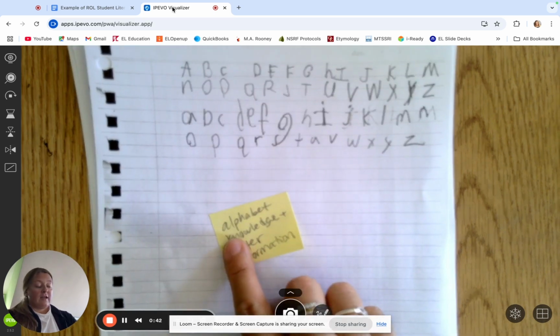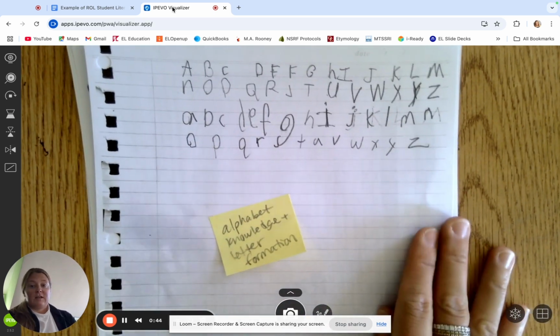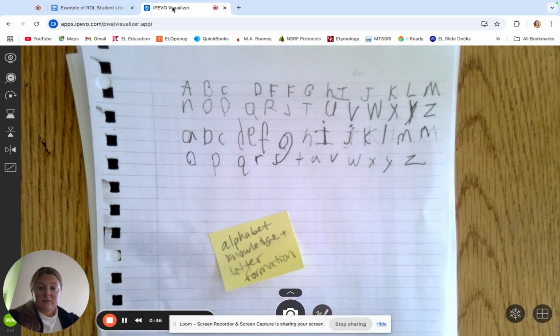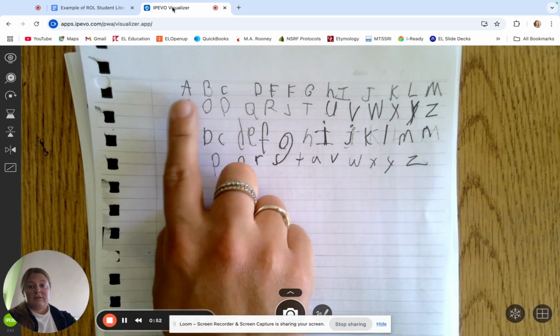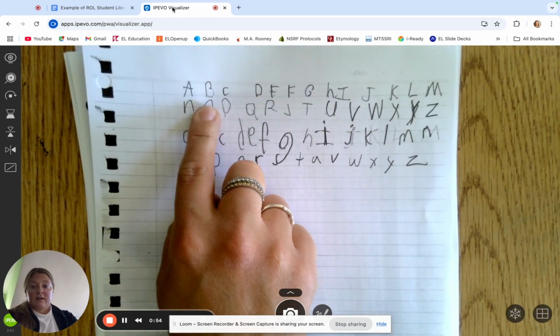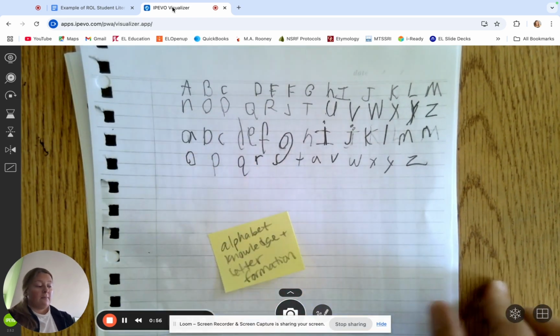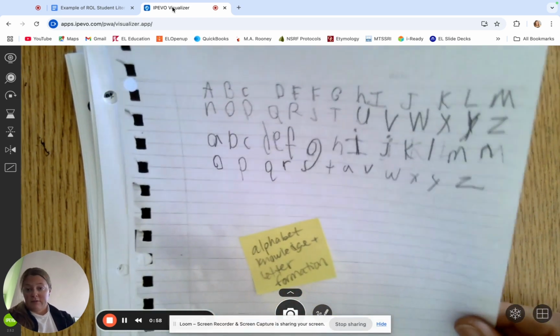First we look at alphabet knowledge and letter formation. You can find out if the student knows the alphabet and is able to form letters by asking them to write the alphabet, and that's what the student did here. I always say, please write in uppercase and in lowercase. I'll go over these in a second, but first I'm going to show you what I did.